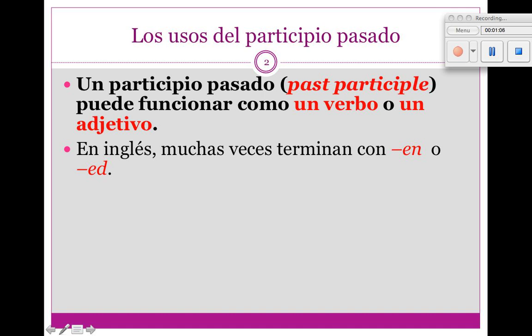But past participles, just like in English, they can be used as a verb, which is what we've just been talking about, and they can be used as an adjective. So you have to remember for certain when it's an adjective in Spanish, it has to agree.